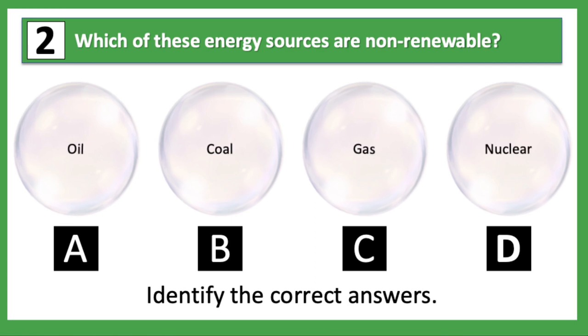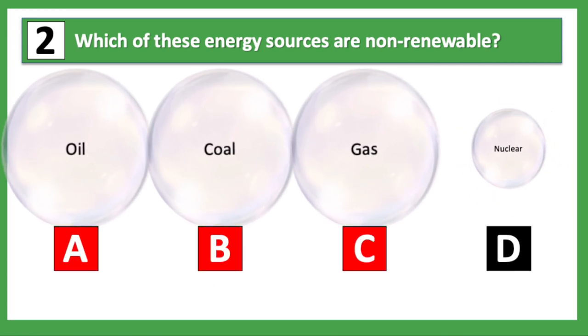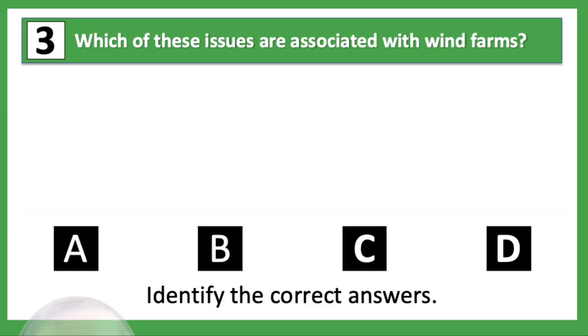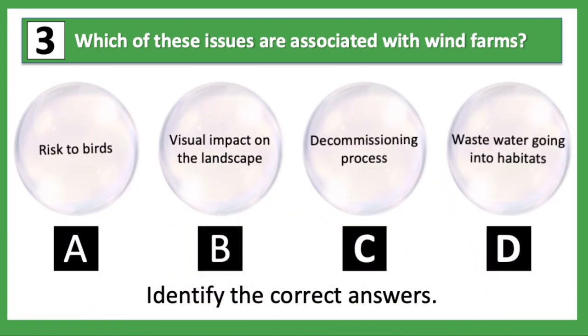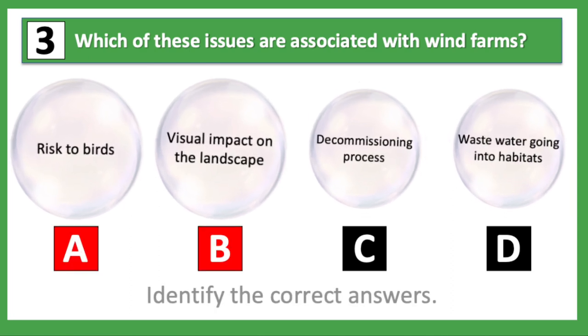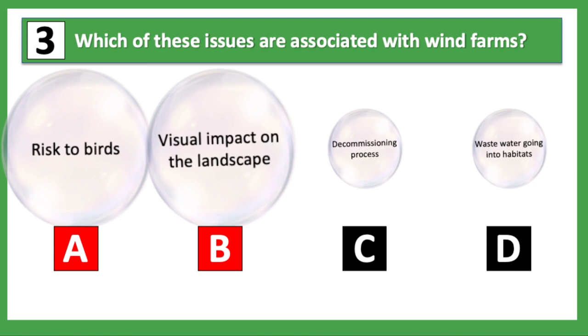Okay, identify the correct answers. There we are, oil, coal and gas. Number 3, which of these issues are associated with wind farms? A, risk to birds, B, visual impact on the landscape, C, decommissioning process, D, wastewater going into habitats. So which are associated with wind farms? Let's reveal. It is the risk to birds and the visual impact on the landscape.